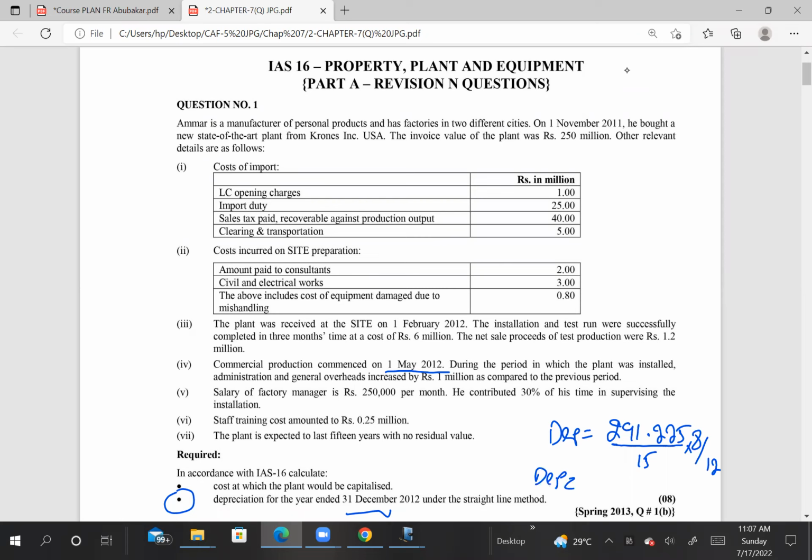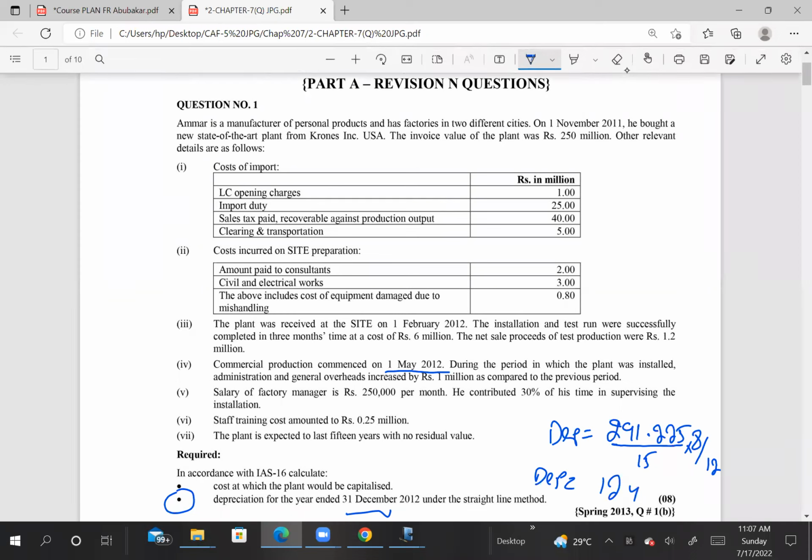And the depreciation will be 12.94. 12.94 will be the depreciation.